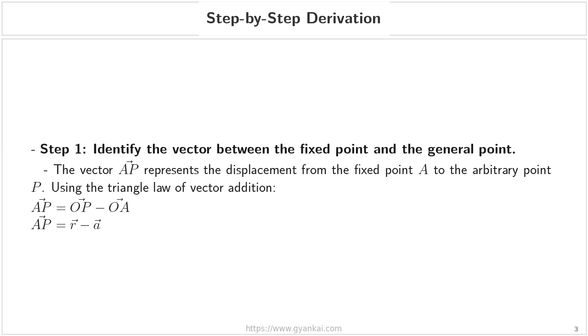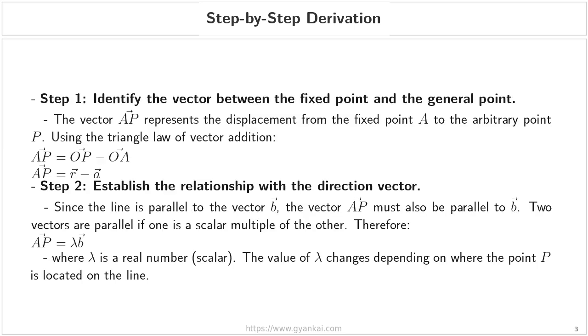Since we've already defined vector OP as R and vector OA as A, we can simplify this to vector AP equals R minus A. Moving on to step 2, we need to link this displacement to the direction of the line. Remember from our previous slide that the line is parallel to the vector B. Because the vector AP lies directly on this line, it must also be parallel to vector B.